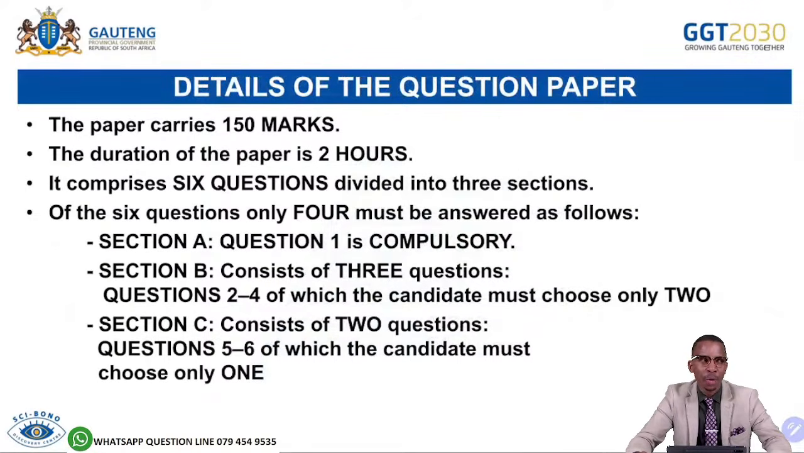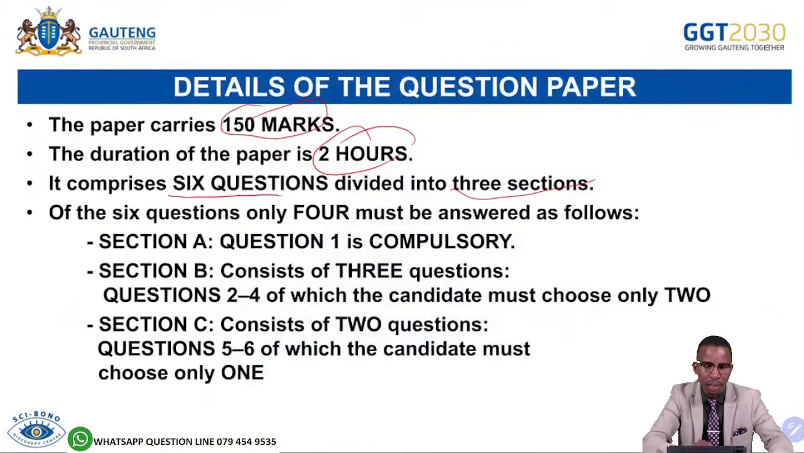These are the details on the question paper. Our question paper for tomorrow is out of 150, as your paper 1 also was 150, duration 2 hours. It consists of 6 questions divided into 3 sections. We have section A with question 1, which is compulsory, out of 30 marks. We have section B, which consists of 3 questions, but you answer only 2.